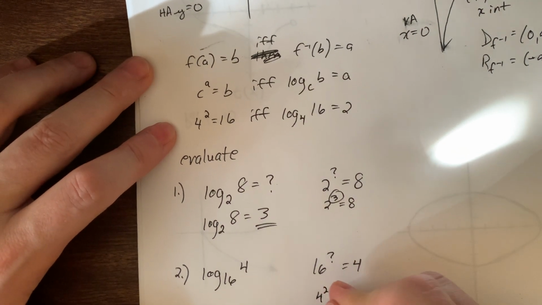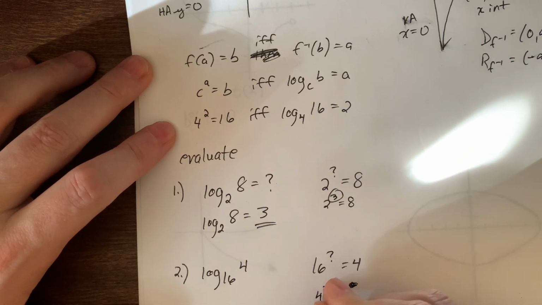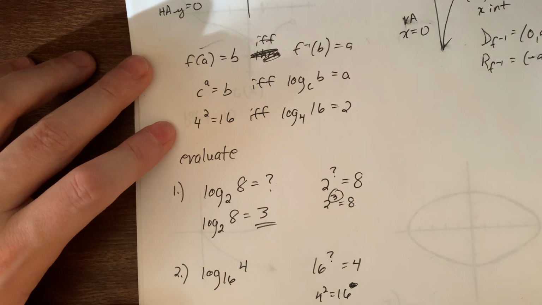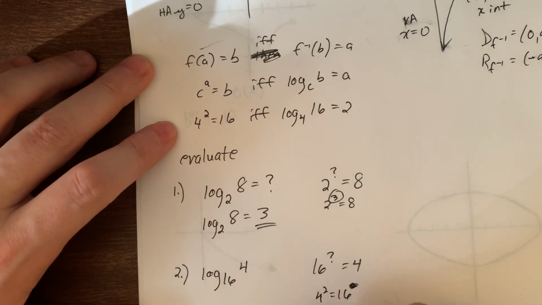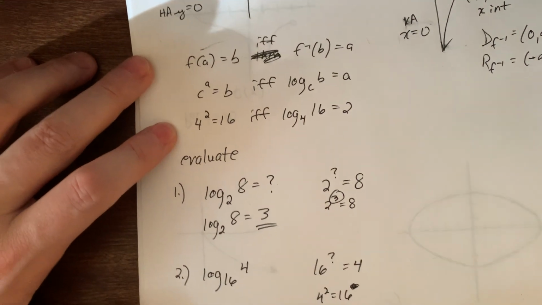If 4 squared equals 16, what can I do to 16 to get myself back to 4? The opposite. It's not a clean inverse, but it's that same idea. The square root of 16 equals 4. That's the key to solving this.